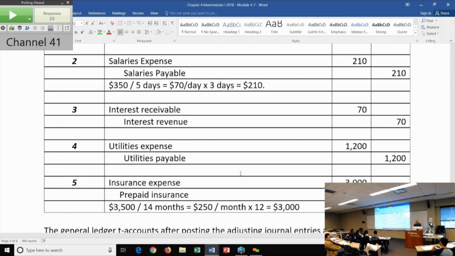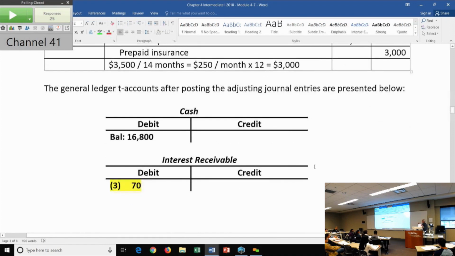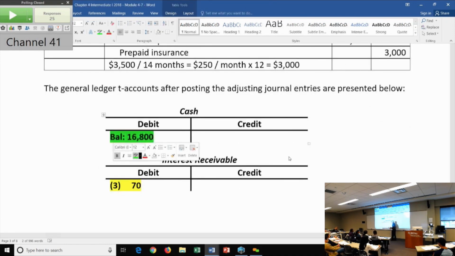All right. Now, the T accounts, for example, here, the cash account was given to you already, but other accounts had to be created in the adjustment process. So journal entry number 3, this is good to study from because you can see the posting. Journal entry number 3 would debit the interest receivable.